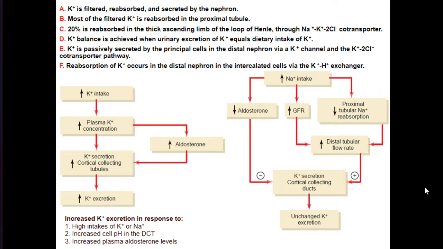So here you have a summary on potassium regulation. If potassium intake, for example, increases, leading to increased plasma concentration, then aldosterone stimulates secretion of potassium in the collecting tubules and leads to potassium excretion. And here you have potassium is filtered, reabsorbed, and secreted by the nephron to gain the normal concentration of potassium within the blood plasma.